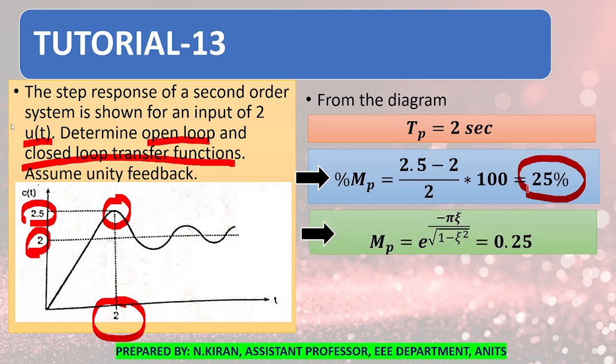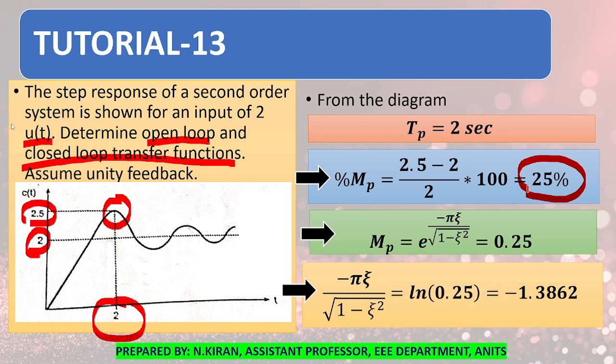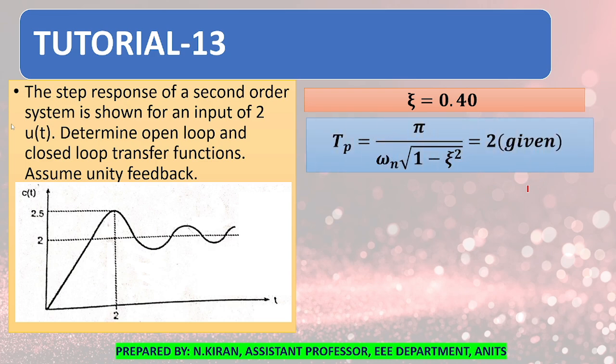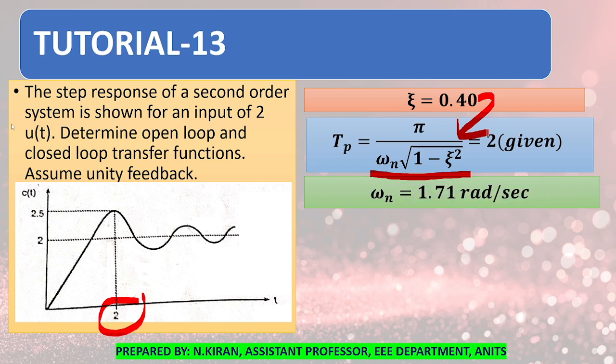But we know the formula, it is e power minus pi zeta by root over 1 minus zeta square. So applying natural logarithms on both sides, cross multiplying, squaring on both sides, that will give me the value of zeta as 0.40. Next, also we know that the peak time is 2 seconds. The formula is pi by omega n into root over 1 minus zeta square. So if I substitute this value of zeta in this formula, that will give me the value of natural frequency omega n as 1.71 radians per second.